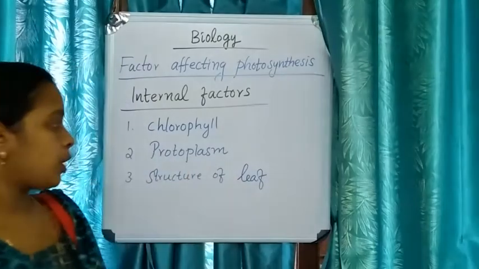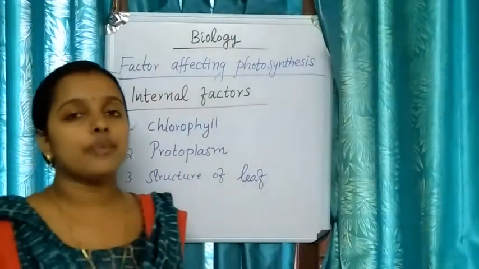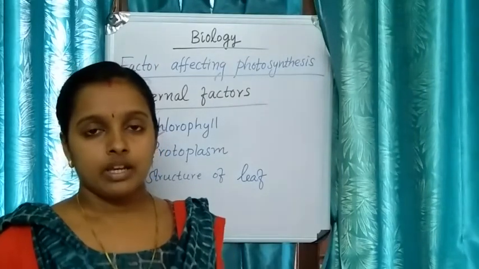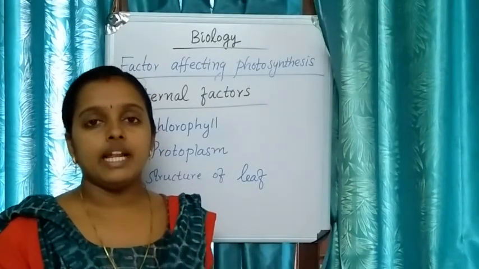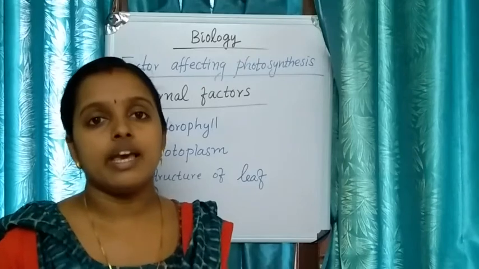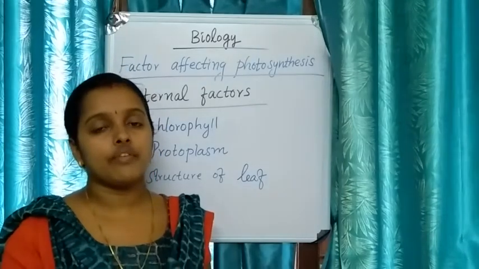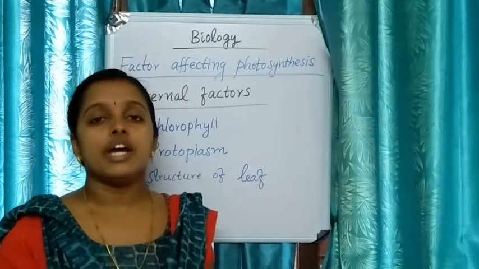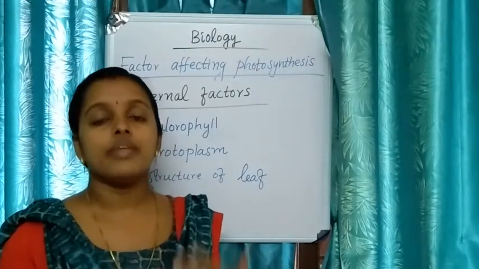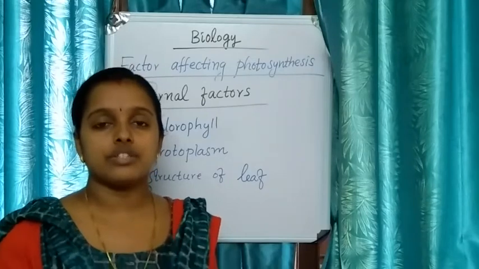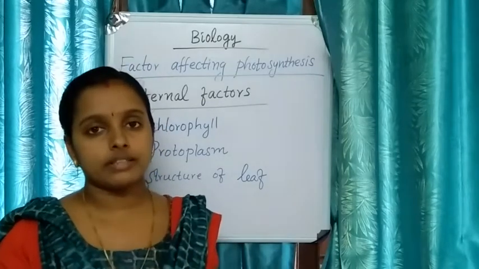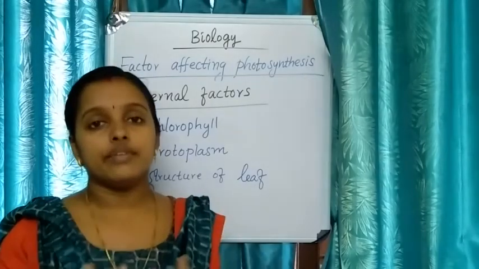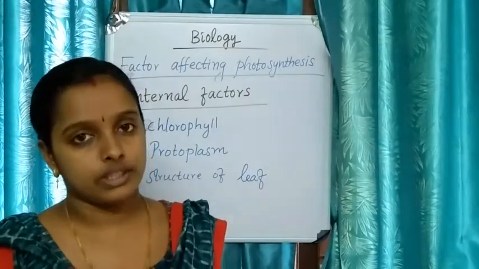Then next one is protoplasm. Dehydration of protoplasm will reduce the rate of photosynthesis. Protoplasm is a living material. Enough amount of water is necessary for the proper functioning of the protoplasm. If it undergoes dehydration, it will affect the rate of photosynthesis, and also if any sugar or starch is accumulated in the protoplasm, that also affects the rate of photosynthesis. That is, it will reduce the rate of photosynthesis.